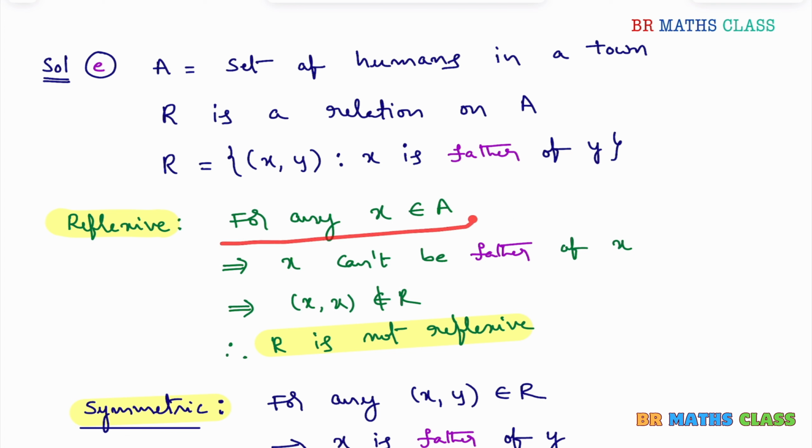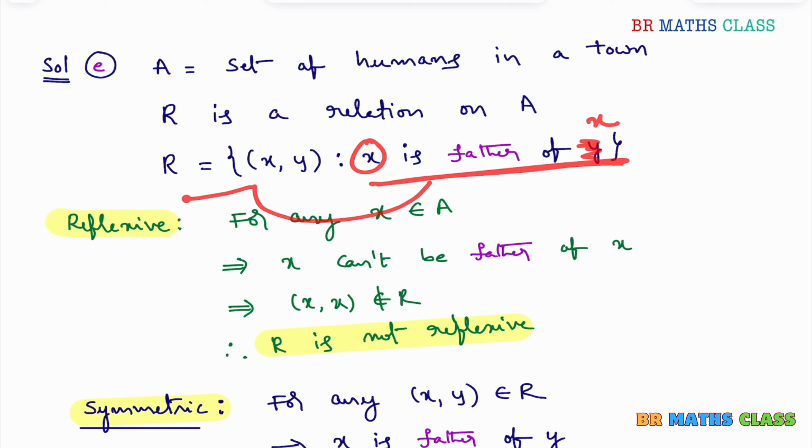Okay, I take one x in A. A contains all human beings. Here x is a human being. When we say x comma x belongs to R, it is if x is a father of x, then we say ordered pair x comma x belongs to this relation. Is it possible?